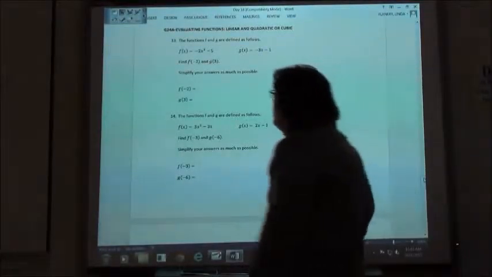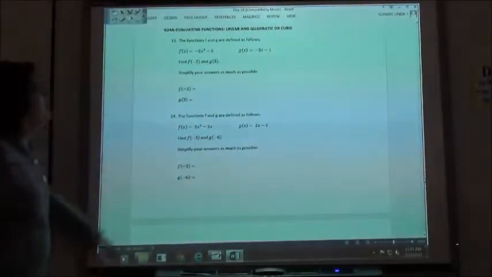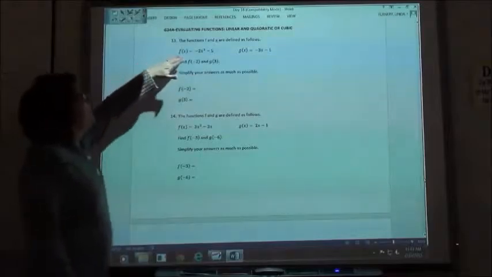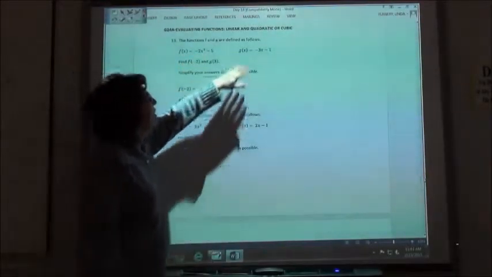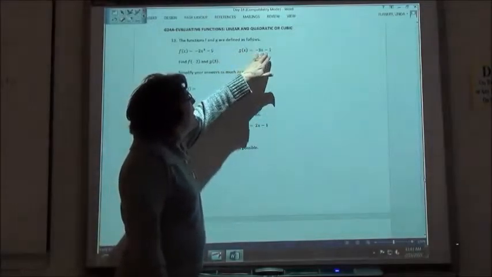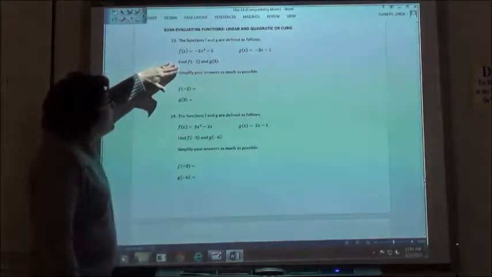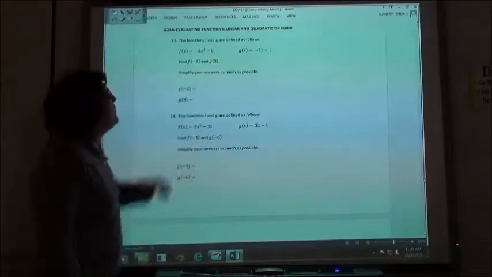Number 15, functional notation, evaluating functions, is given below. This function f of x is negative 2x cubed minus 5. G of x is negative 3x minus 1. It tells me to find f of negative 2 and g of 3.